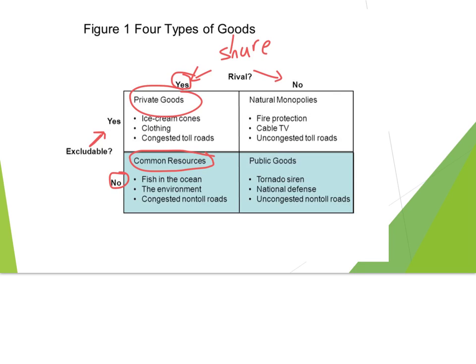Goods that you can share, that are non-rival, are going to be things like, we would call these toll goods or natural monopolies, things like fire protection, cable TV, toll roads. Those are our toll goods. And then goods that we can share and are non-rival and non-excludable are public goods. Tornado siren, national defense, that fits under that category of public goods.